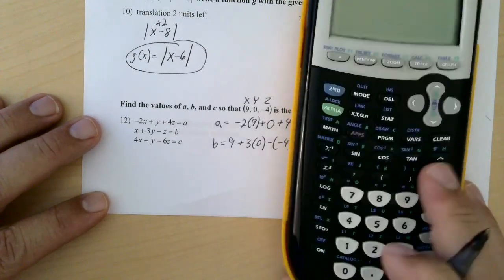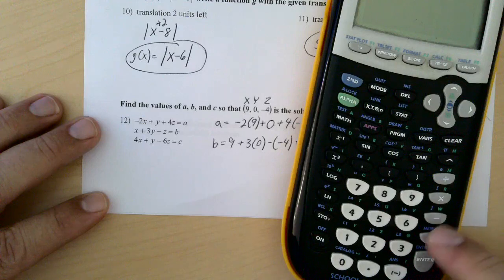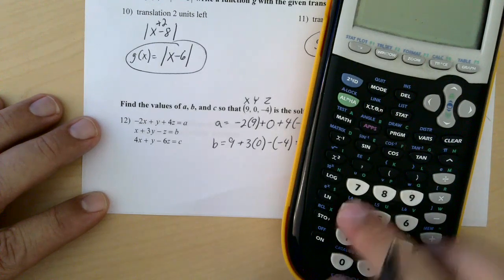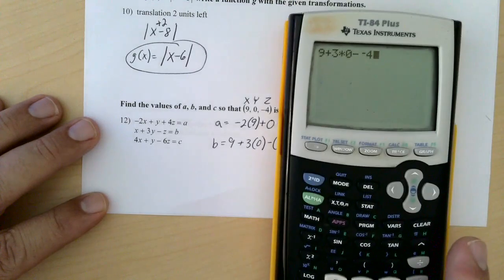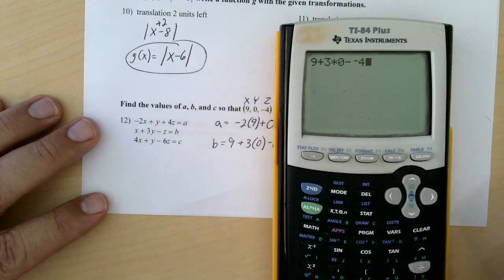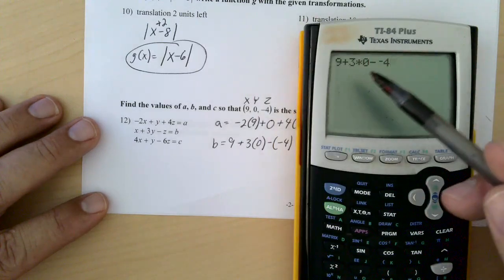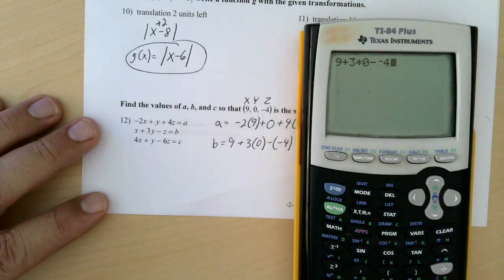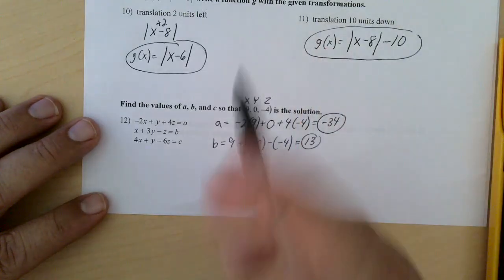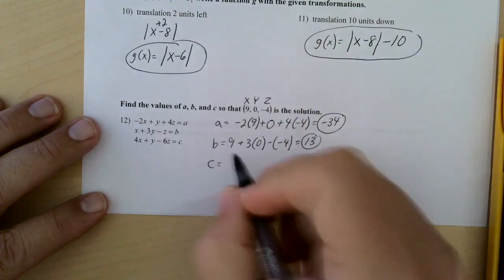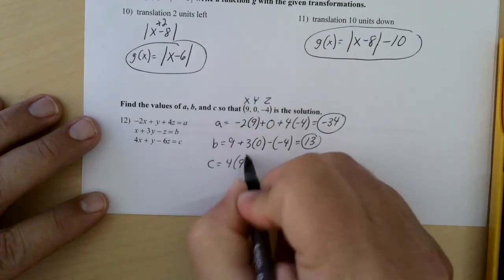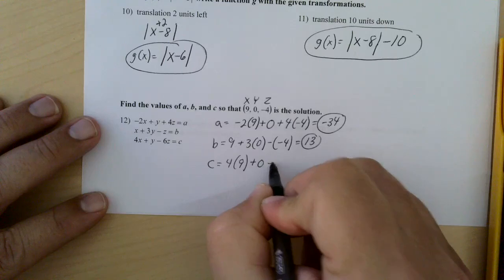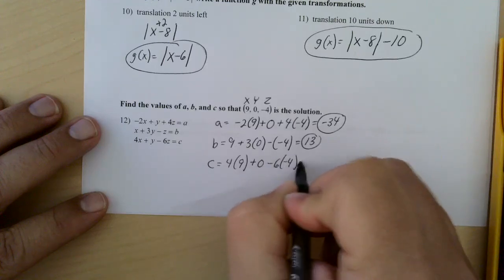So test time, 9 plus 3 times 0 minus negative 4. So again, make sure you can see that. Okay, so the rule is 9 plus 3 times 0 minus a negative 4. Calculator knows order of operations. It tells you 13. Okay, and then c, 4 times 9 plus 0 minus 6 times negative 4.